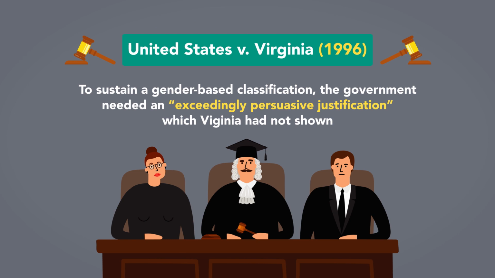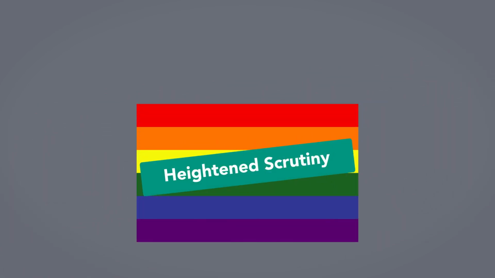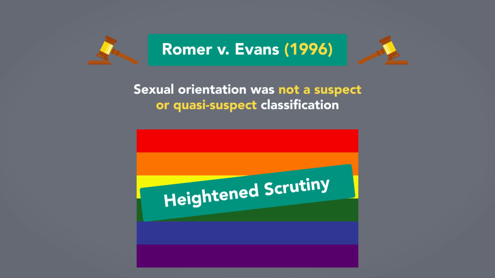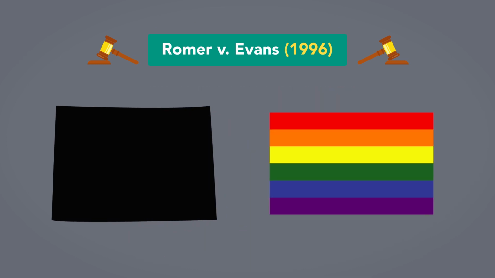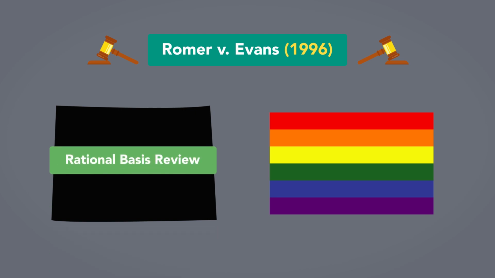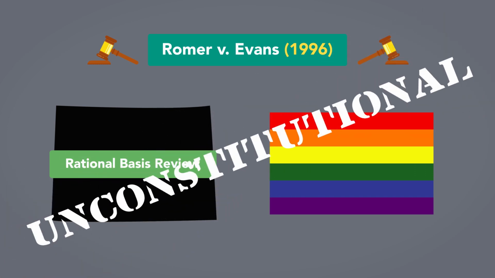Equal protection claims based on sexual orientation have also recently been analyzed based on heightened scrutiny. A 1996 Supreme Court case, Romer v. Evans, held that sexual orientation was not a suspect or quasi-suspect classification. Interestingly, though the Colorado provision at issue here, which prevented Colorado cities from prohibiting discrimination based on sexual orientation, was subjected only to rational basis review, it was still ruled unconstitutional.